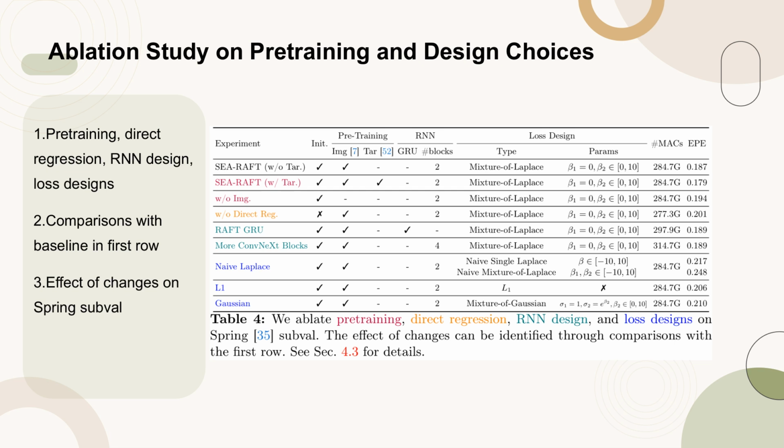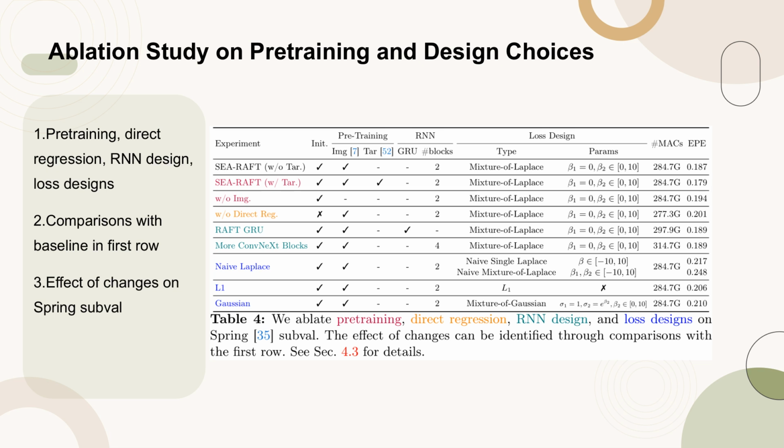Table 4 presents an ablation study focusing on the impact of pre-training, direct regression, RNN design, and loss designs on the Spring sub-AL dataset. Each row in the table represents a different configuration of these elements, allowing for a direct comparison with the baseline configuration shown in the first row. The study aims to identify how changes in these design choices affect the performance metrics, as detailed in Section 4.3 of the paper.